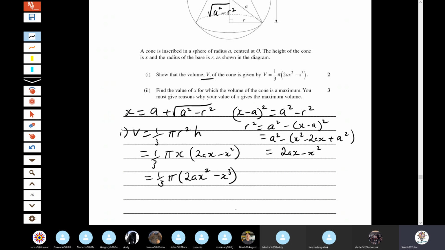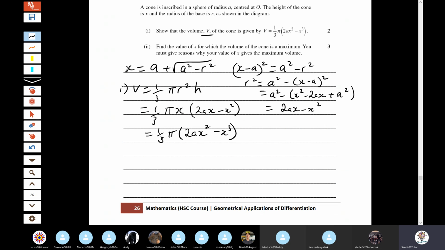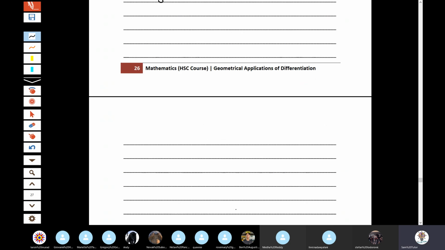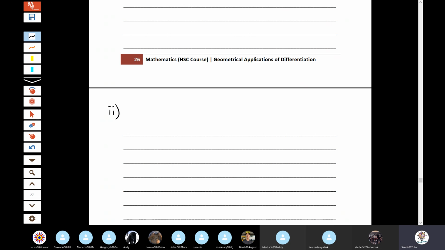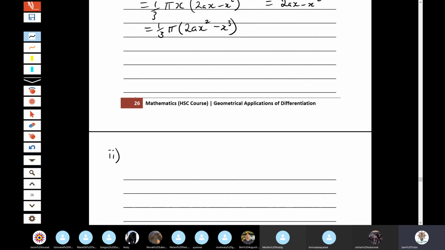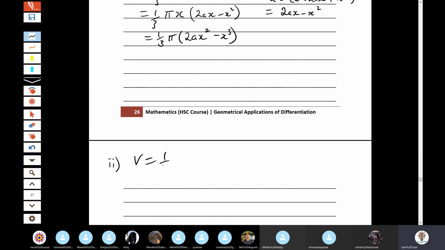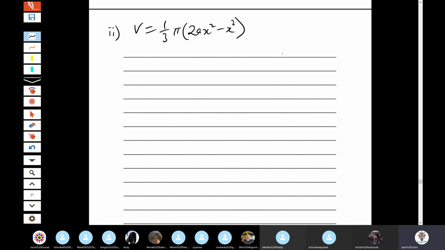Done part i. If there's no questions, we'll start with part ii. What was the volume again? 1/3 pi (2ax squared minus x cubed). Again, it's just a personal thing. Maybe you and your math, you're different. I don't like it factorized. I'm going to expand it before I differentiate.